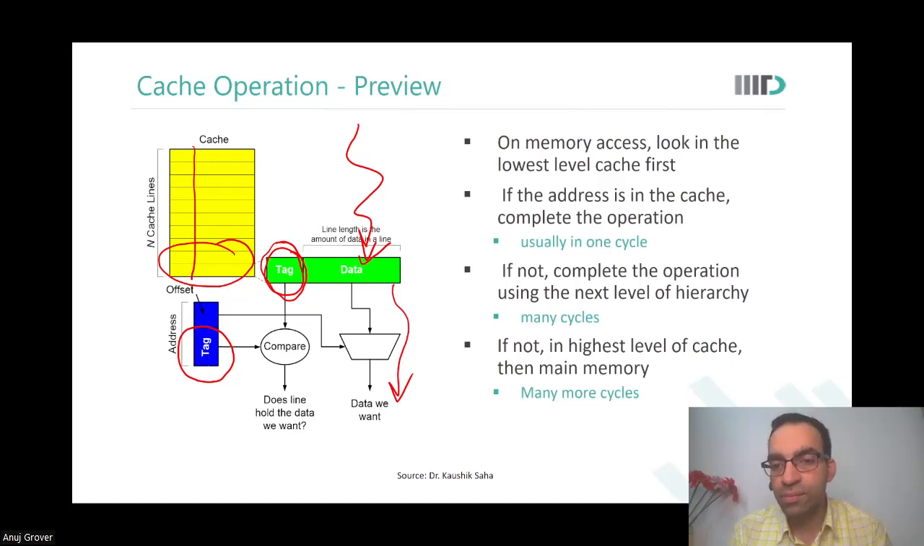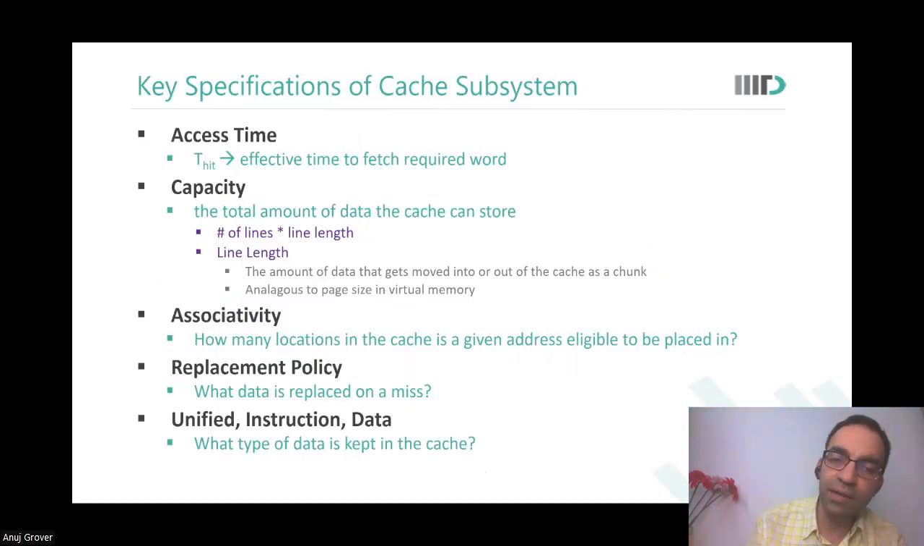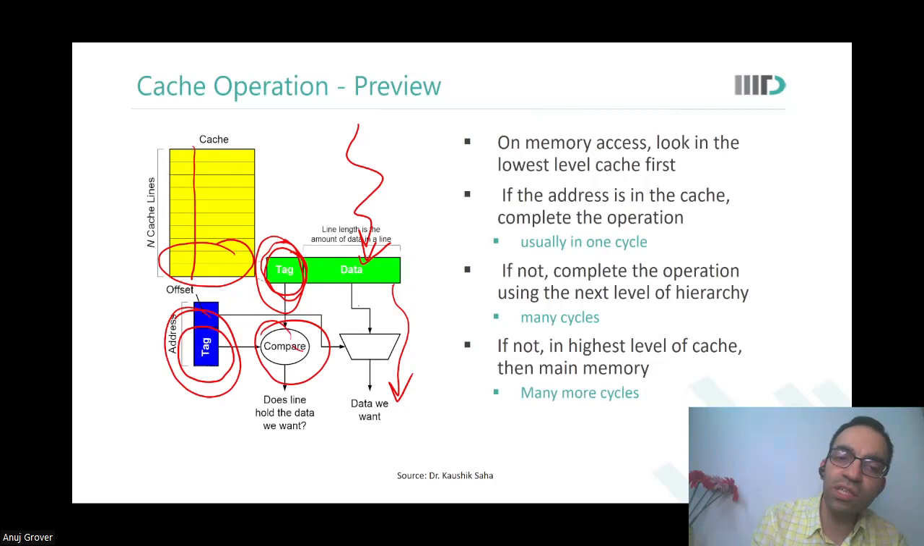Is that okay? We'll go into more details of this, but as a top level operation, is it okay to understand that there are some tag bits which are a part of the address, there is a comparator, and then there is a mux which would say whether I have to send this data out or another data out? Is this part clear?